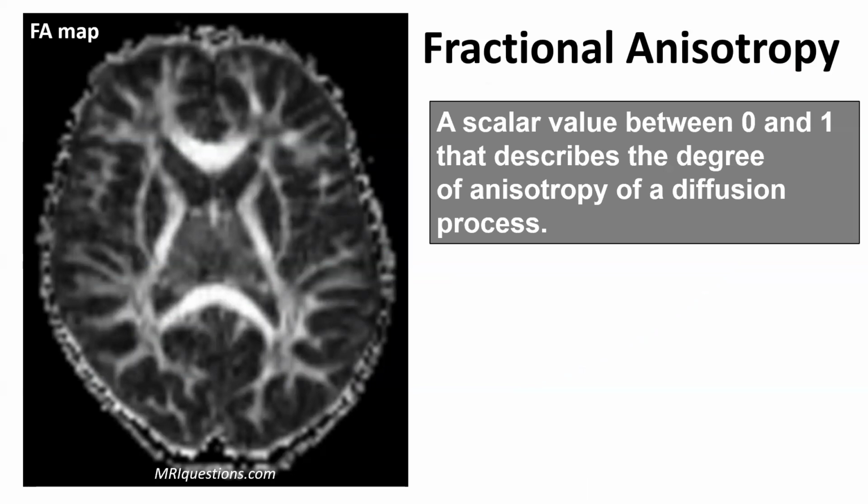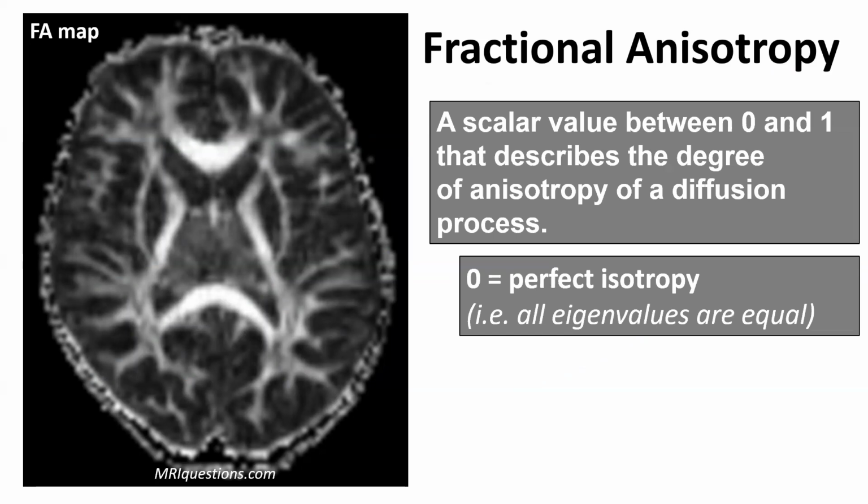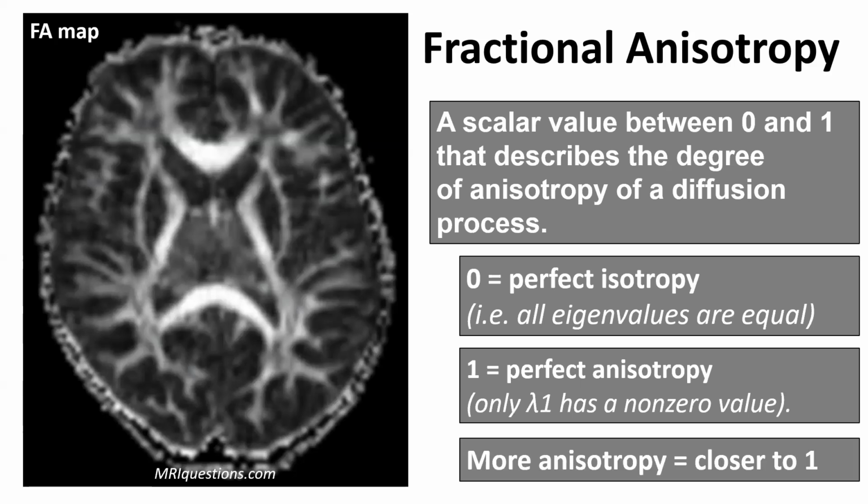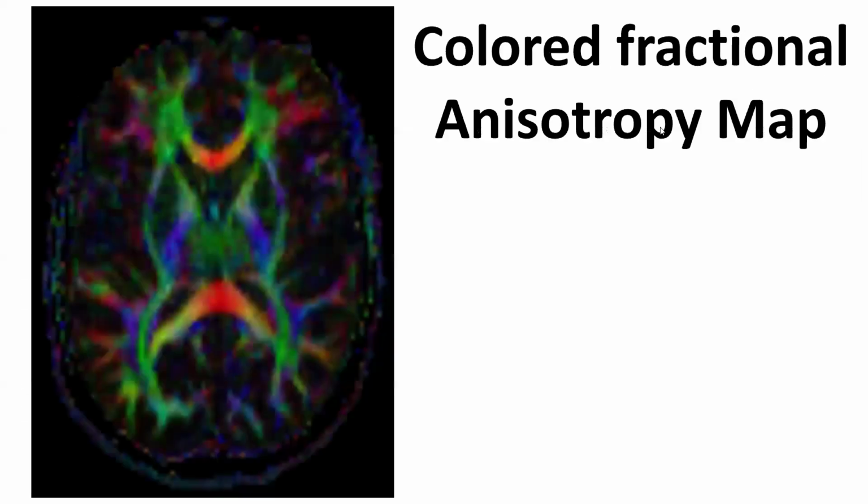So what is fractional anisotropy? Fractional anisotropy, as I said, is basically a value somewhere between 0 and 1 that describes the degree of anisotropy of a diffusion process. If you have 0, it's perfectly isotropic. If it's 1, you have perfect anisotropy. It means all the diffusion happens in one particular direction and there is no diffusion in the other directions. And the more anisotropy you have, the closer the fractional anisotropy will be to 1.